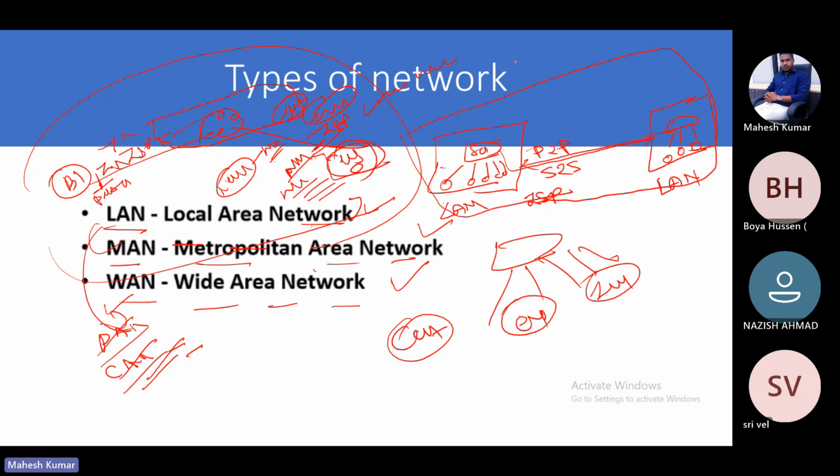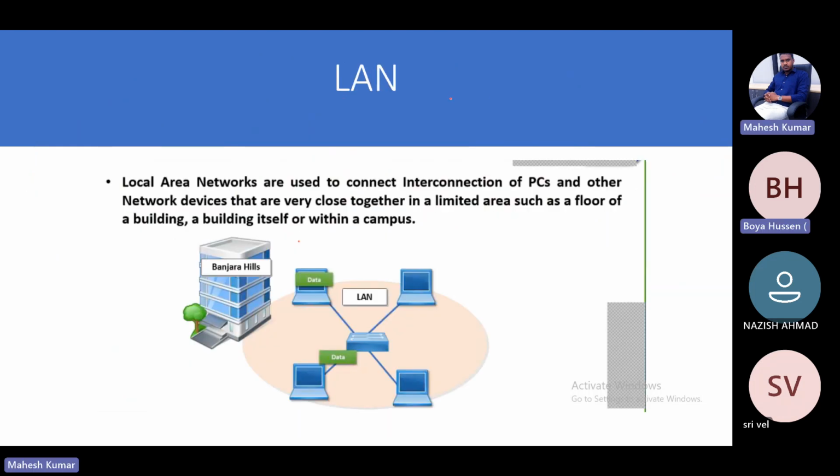Got it? So LAN is the same as I discussed just now. Local area networks are used to connect PCs and other network devices that are very close together in a limited area, such as a floor of a building, the building itself, or within a campus. That we call a LAN.